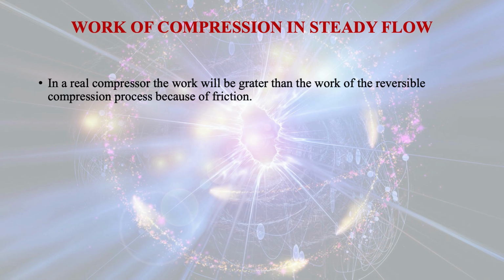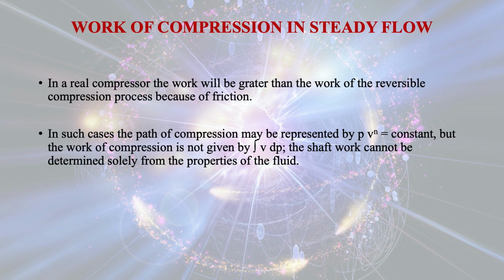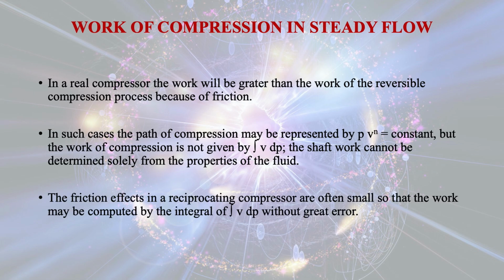In a real compressor, the work will be greater than the work of the reversible compression process because of friction. In such cases, the path of compression may be represented by PV to the power n is equal to constant, but the work of compression is not given by the integral of V dP. The shaft work cannot be determined solely from the properties of the fluid. The frictional effects in a reciprocating compressor are often small, so that the work may be computed by the integral of V dP without great error.